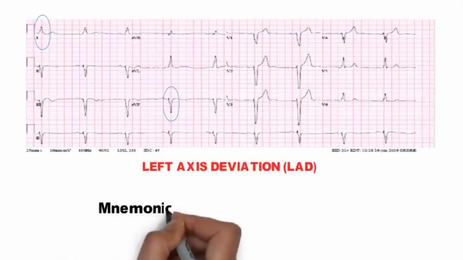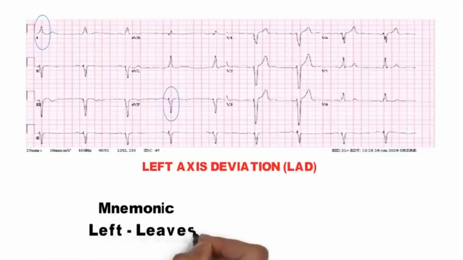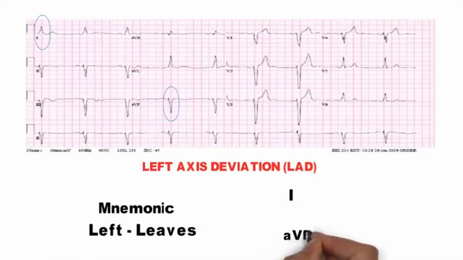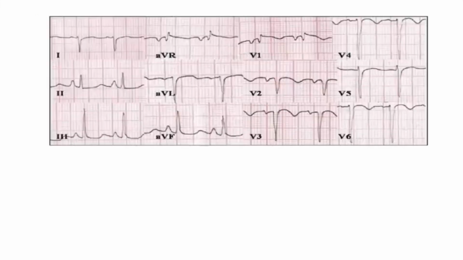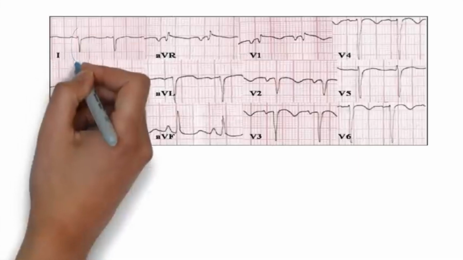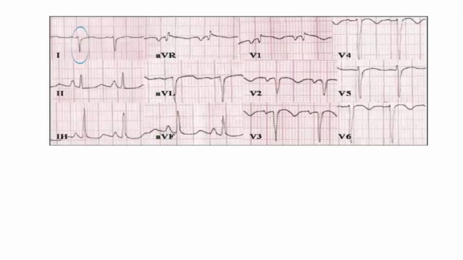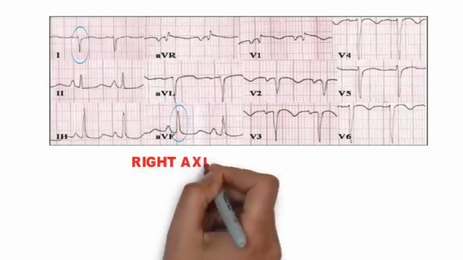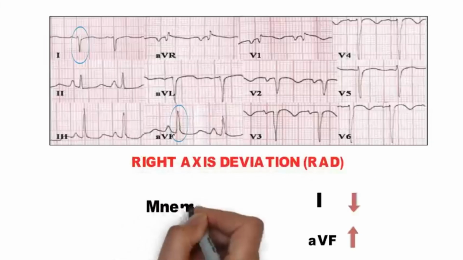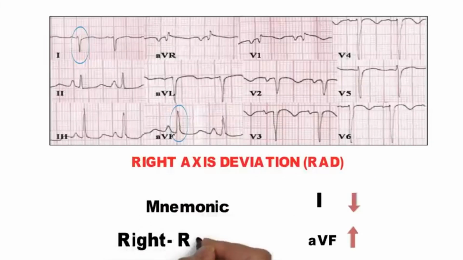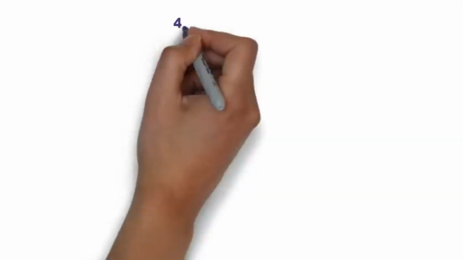And you can remember this by a mnemonic: left leaves, where net deflection in lead 1 and aVF are in opposite directions, as if they are leaving. Whereas in this ECG, net QRS is negative in lead 1 and positive in aVF. So this is a right axis deviation, and you can remember this by a mnemonic: right returns.